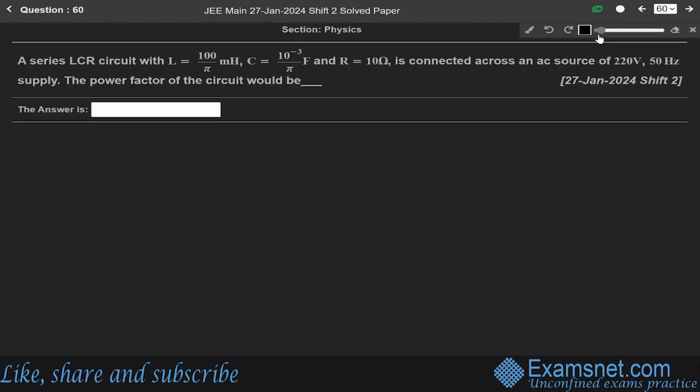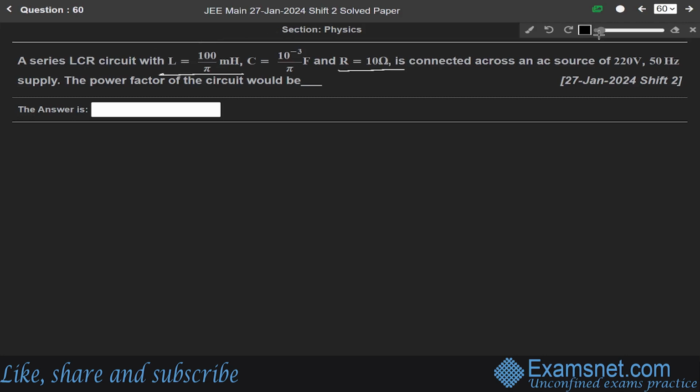Okay, now next question 60. A series LCR circuit with L equals 100 by pi millihenry and C equals 10 to the power minus 3 over pi farad and R is 10 ohm is connected across an AC source of 220 volt and 50 hertz supply. We have to find the power factor. We know that the formula for power factor is cos phi equals R by Z, where R is the resistance and Z is the impedance, and this impedance is equal to under root of R square plus (XL minus XC) whole square.